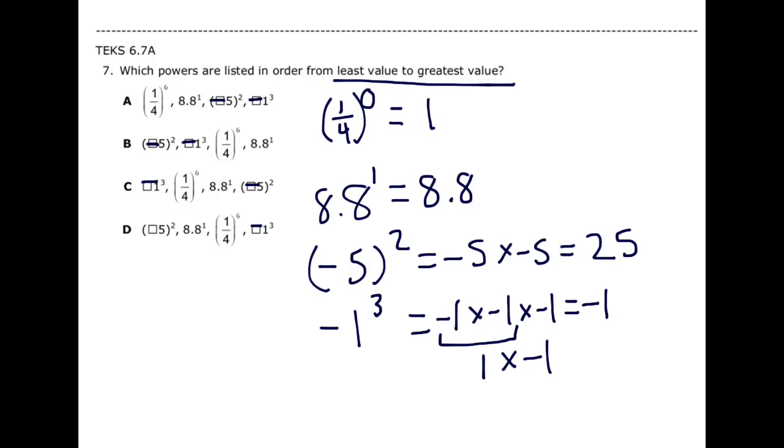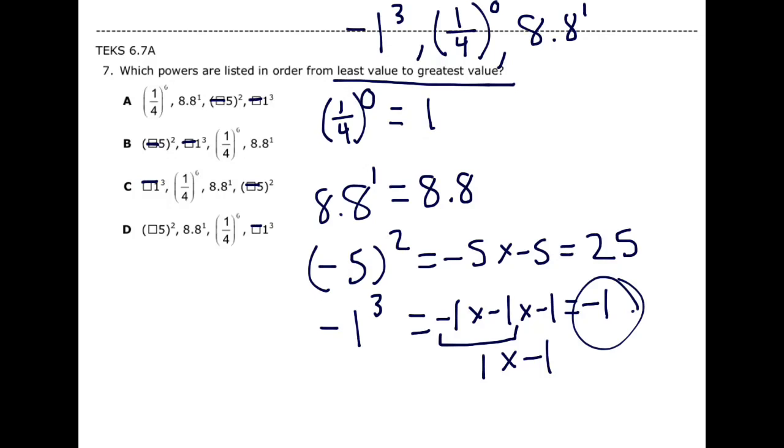So when I order these numbers from least to greatest, least would be the negative. So least would be the first one, which is negative 1 to the third power, because I got negative 1 when I multiplied that. Next one would be positive 1, which is 1/4 to the 0 power. Next would be 8 8/10 to the first power. And then last would be negative 5 to the second power.